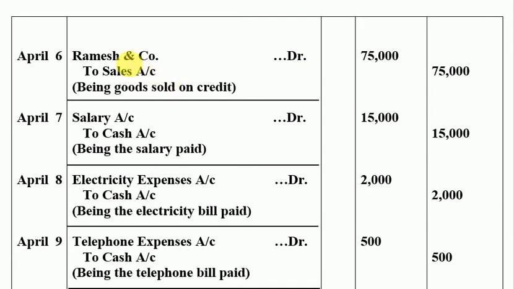Why Ramesh and Company? Because according to the personal account rule, debit the receiver and credit the giver. Right now Ramesh and Company is the receiver for us and he is a debtor. That's why it will be recorded on the debit side. And to sales account, sales is a revenue for us, that's why it will be recorded on the credit side. Got it? So Ramesh and Company account debit to sales account 75,000, being goods sold on credit. Clear?